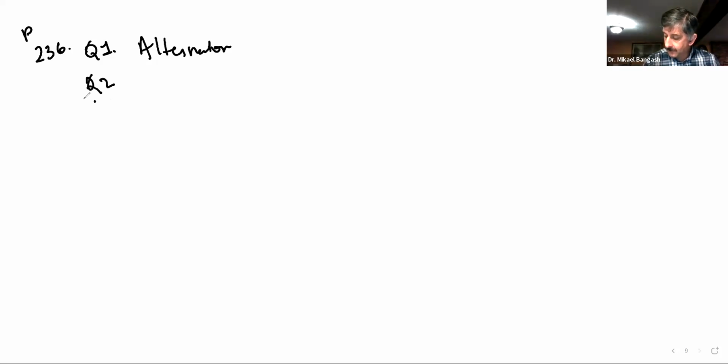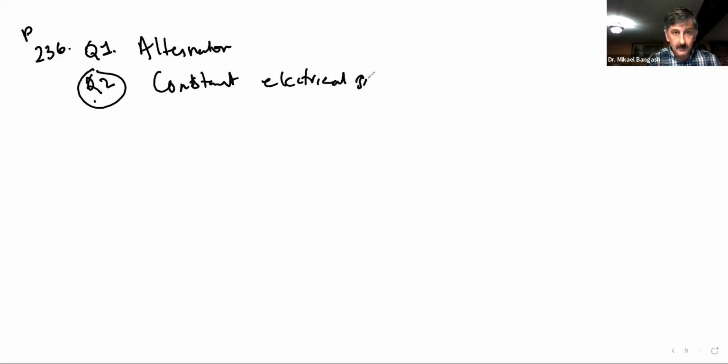Question number 2. This type of pulsar generates a continuous electrical signal in the form of a sine wave. Now, girls, the word here is a constant electrical signal, which will be a continuous wave.